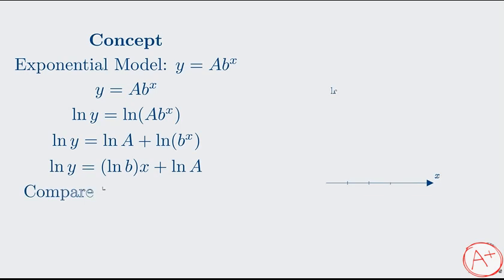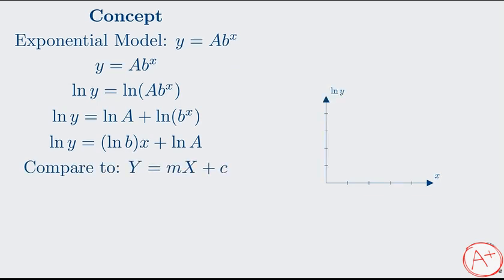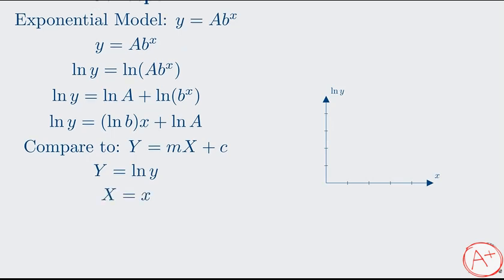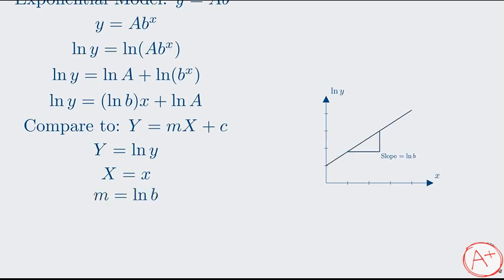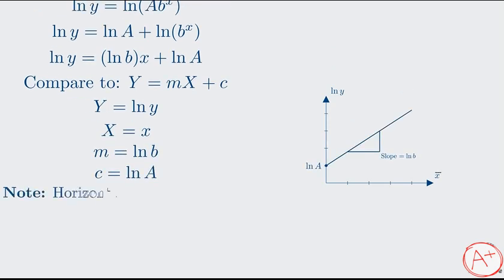Compare this carefully to our straight line equation. The vertical axis y corresponds to natural log of y. The horizontal axis x is simply x. The gradient m is natural log of b, and the vertical intercept is natural log of a. Crucially, note that the horizontal axis is just x, not natural log x. This is a semi-log transformation. If the variable is in the exponent, we only take the log of the dependent variable y to achieve a straight line.